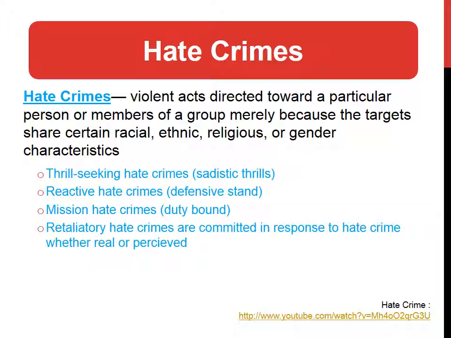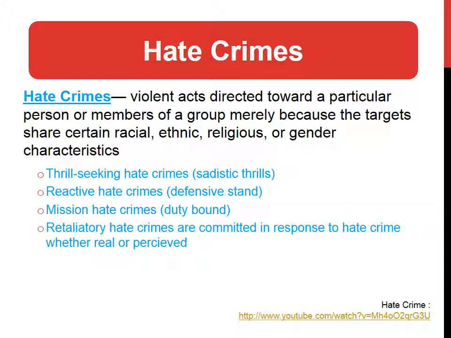Firstly, thrill-seeking hate crimes, where the perpetrator actually engages in hate crimes for sadistic reasons, where he enjoys tormenting another individual or group. Reactive hate crimes, where the perpetrator actually targets a group as a form of defense when he or she feels that he or she is being threatened. Mission-based hate crimes, where the perpetrator feels that he or she is duty-bound to actually annihilate or get rid of a particular group because of his or her moral convictions.